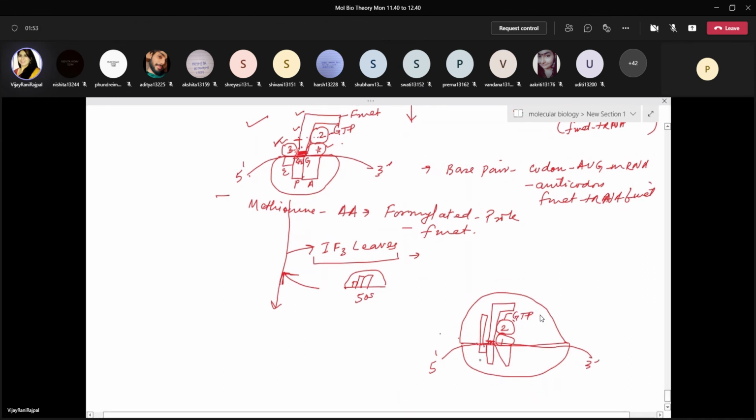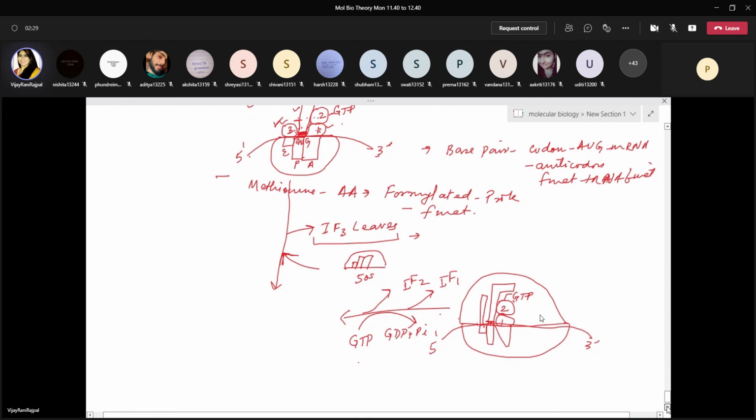Okay, now 50S has joined. What happens after this? GTP hydrolysis takes place. GTP is hydrolyzed to GDP plus Pi. As soon as it hydrolyzes, IF2 leaves. After IF2 leaves, IF1 also leaves. Now their work is over. The point was they were required for assisting the addition of the first tRNA. That is already bonded now, so their function is over.